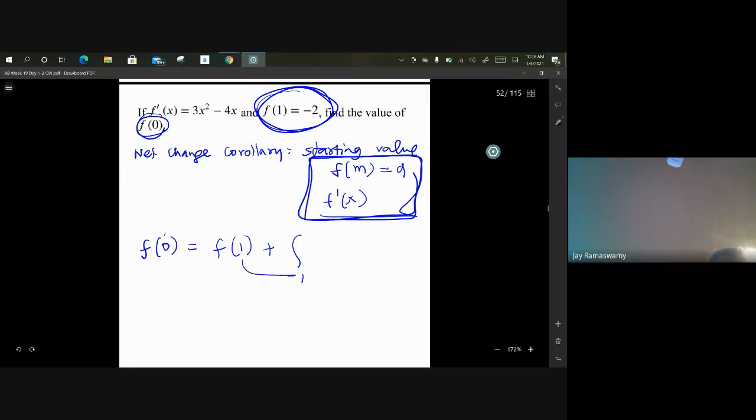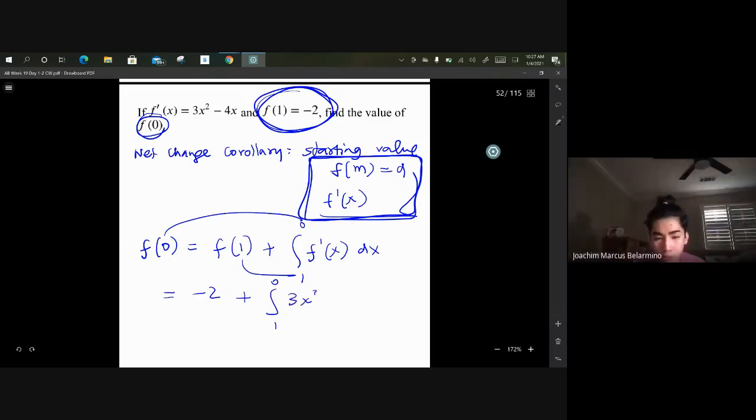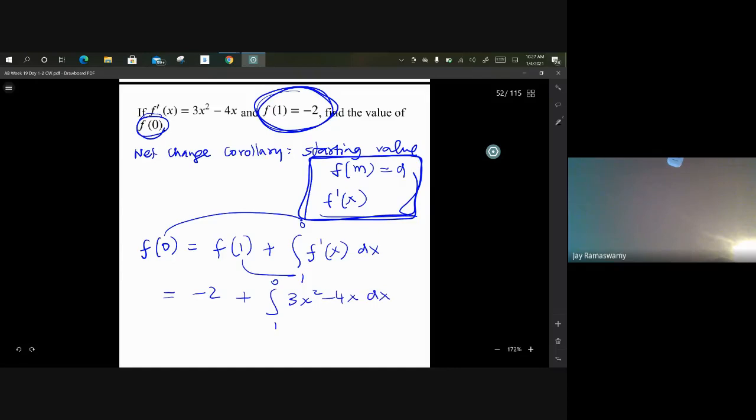And the upper limit will be 0. Is that clear? You'd be tempted to write f, but it's actually f dash. And that's the net change corollary. Everybody, smart kids, stare at the board, memorize that pattern: the starting value plus the integral from starting value to ending value of f dash. Is f of 1 given to me? Yes, it's negative 2. Plus integral from 1 to 0. Is f dash given to us? Yes, 3x squared minus 4x. Is everybody okay there?